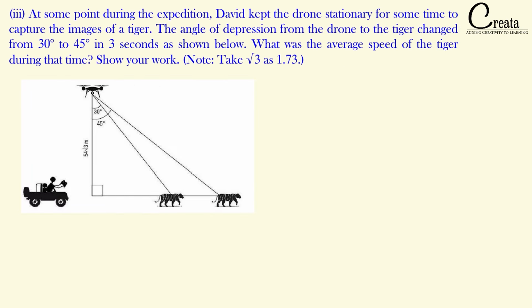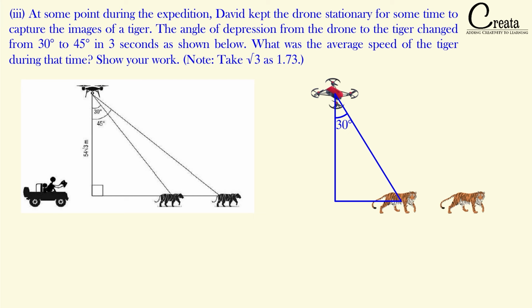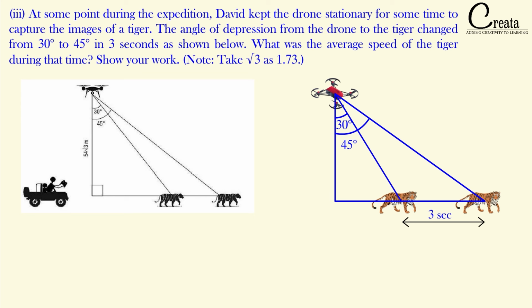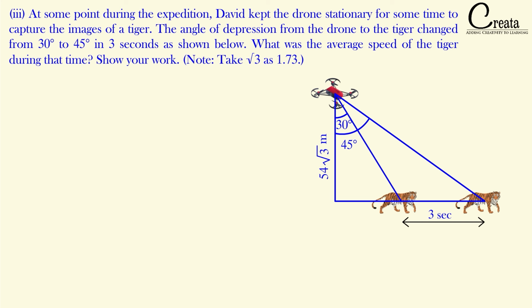In the next part, the drone has captured a tiger and the angle is given as 30 degree. After 3 seconds, the tiger has moved forward. Now the angle has changed to 45 degree. The height of the drone is given in the figure as 54 root 3 meter. And the duration between the two cases is given as 3 seconds, and we have to find the average speed of the tiger. This question has a small mistake. The mistake is related to the angle of depression. In the question it is given the angles of depression are 30 degree and 45 degree.